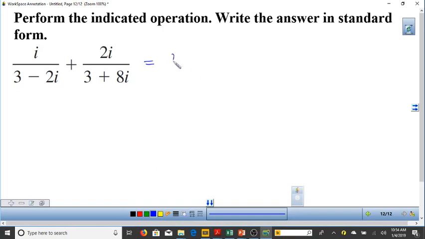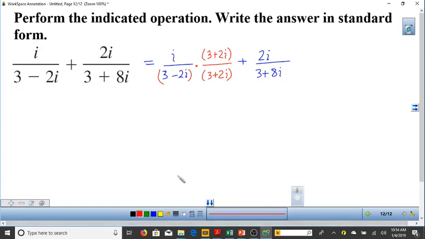So we're going to do i over 3 minus 2i, and we're going to multiply the numerator and denominator of that by the conjugate of the denominator. And then we will do the same with 2i over 3 plus 8i. We're going to multiply by the conjugate of the denominator of that fraction. And then we're going to simplify.